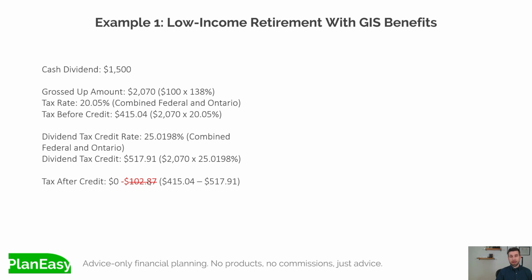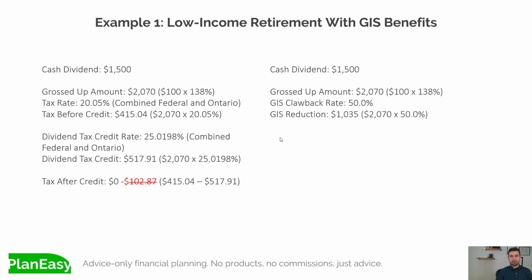Now this does lead to a negative tax rate, but because we're in a lower income situation, that tax credit is actually not very helpful. So because we have the basic exemption, the age amount, the tax credit on the dividends, it doesn't actually lead to a negative tax rate. This is what we call a non-refundable tax credit. So in this case, that dividend tax credit is partially lost, and we're just having tax of zero. Now, tax is actually less of a concern in this situation. The bigger concern is actually the GIS benefits.